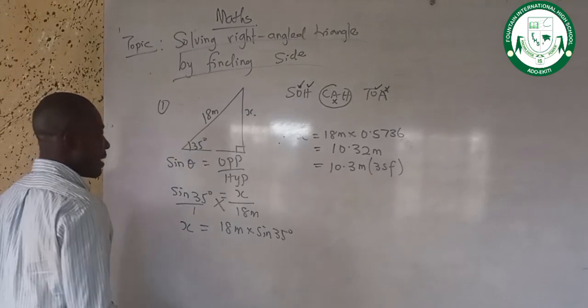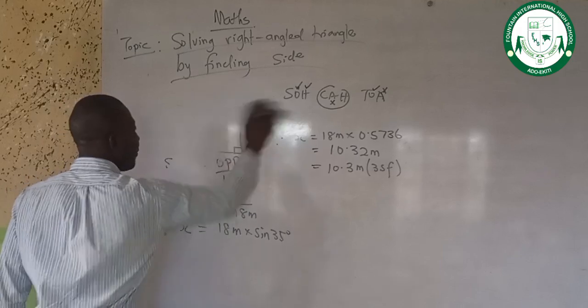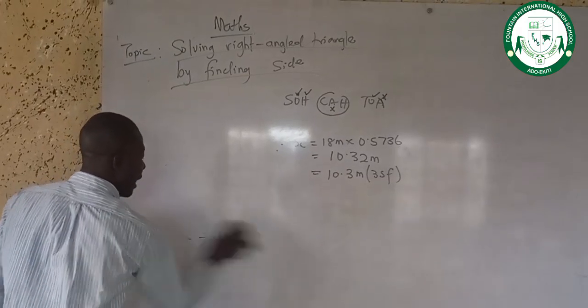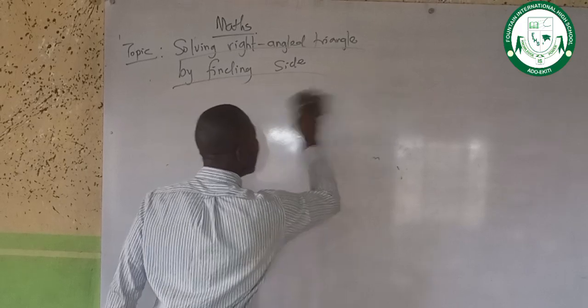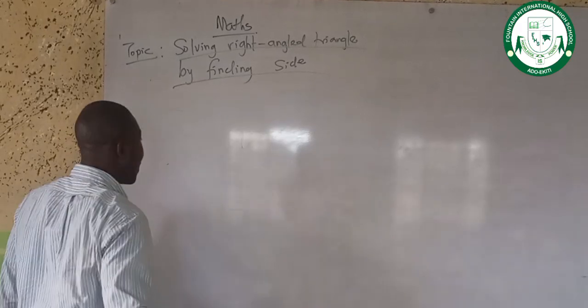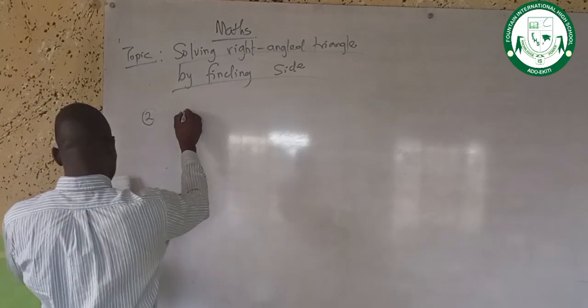Let's take that one as example number 1. Let's take another example, example number 2. I will still be making use of SOHCAHTOA to solve as many problems as I want to solve. Example number 2. We have a diagram like this.